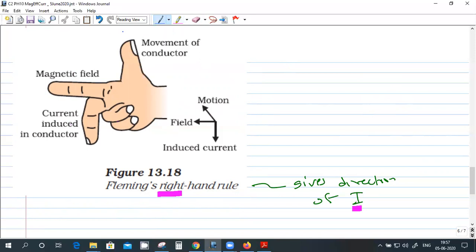Movement and force are the same direction, right? And then B, magnetic field, and I. You would start with the thumb, and then you say FBI. Right, which is going to be the direction of current.